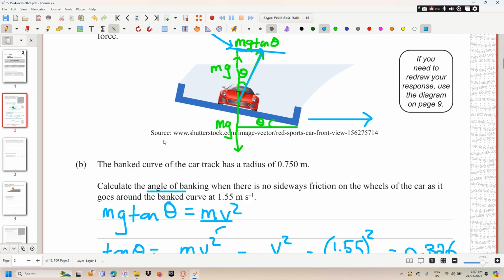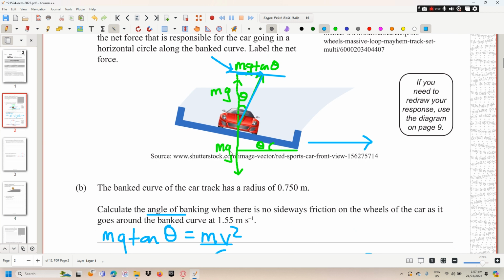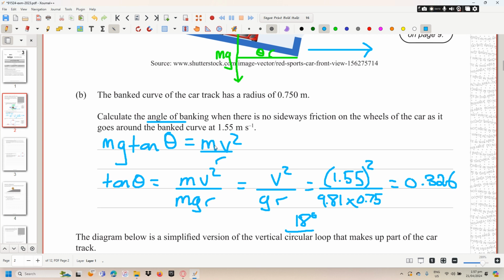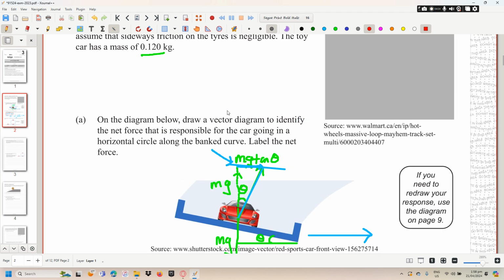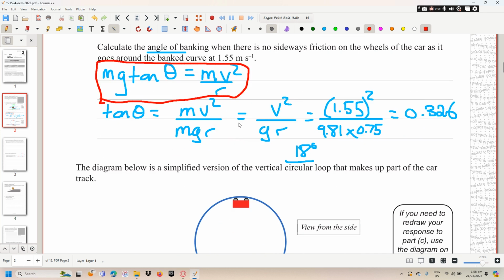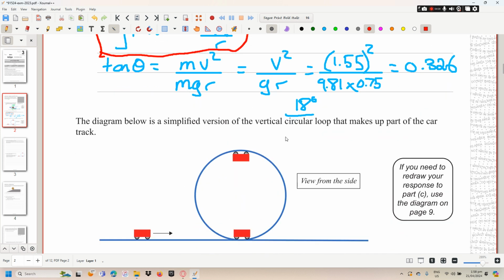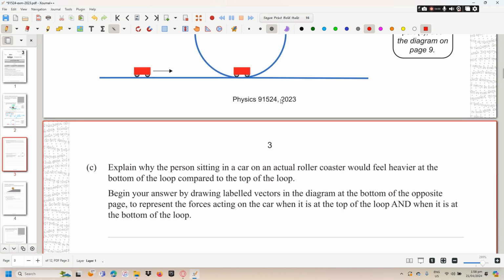So the key thing with this question is just to understand that on banked curves, this horizontal component is the centripetal force. This is where this equation here comes from. And if you don't recognize that, this question is impossible, essentially. This is a very useful equation to remember for mechanics. It comes up in lots of circular motion questions.